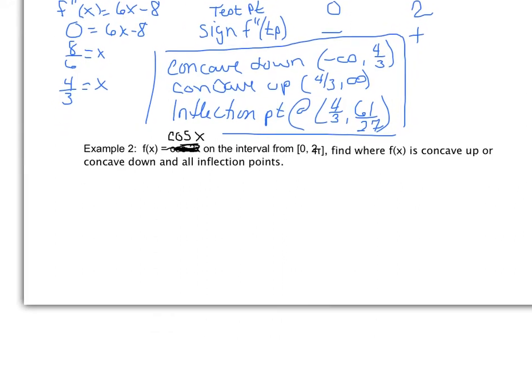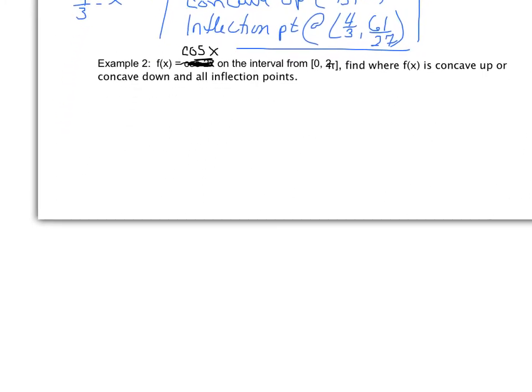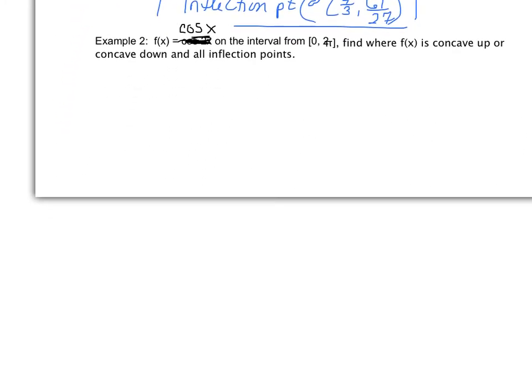Let's go ahead and look at the second example. So again, I changed that to cosine of x. So the first thing I'm going to go ahead and do is find my first derivative, so I can find my second derivative. Cosine differentiates to negative sine, which then differentiates to negative cosine.